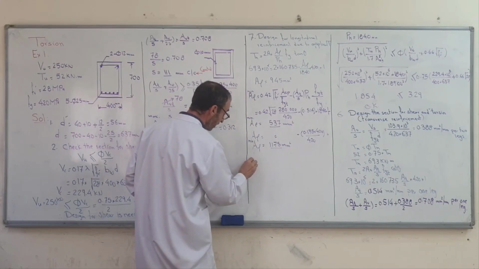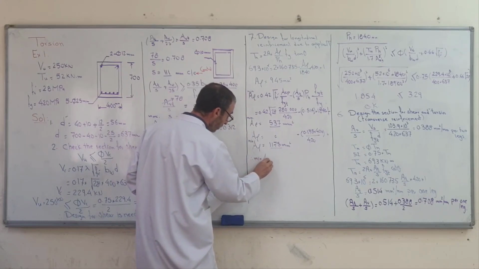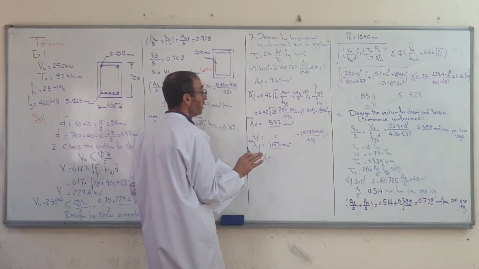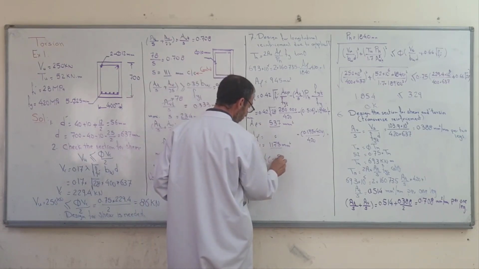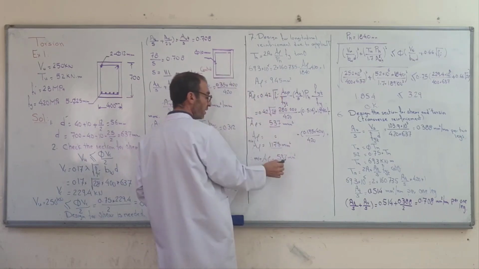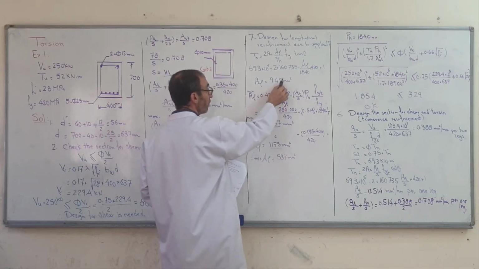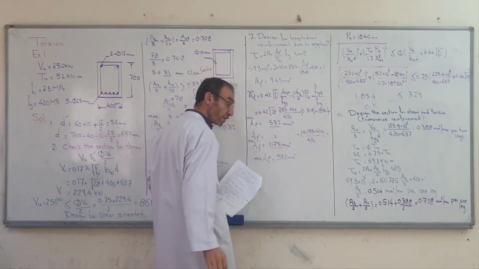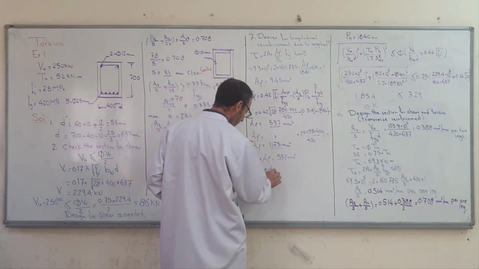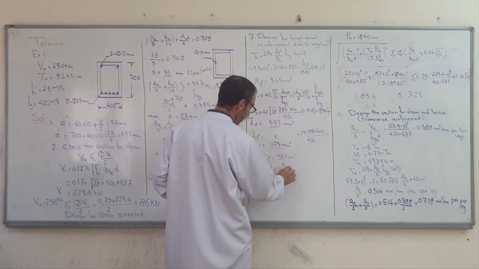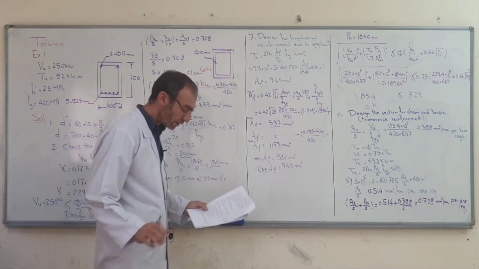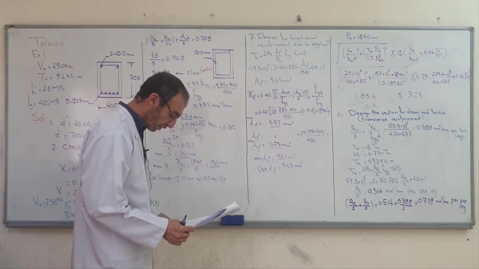I take the minimum AL. According to the ACI, we use the lesser value, which is 537 millimeter square. Now from the load we have 945, and the minimum is 537. Then we use AL equal to 945 millimeter square.